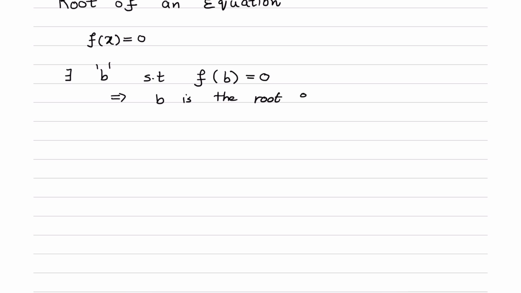So in the last video, we talked about the root of an equation. For example, if you have an equation f of x equal to 0 and there exists some number b such that f of b is equal to 0. That is, if you plug b in the function and it becomes 0, then you will say that that number b is the root of equation f of x equal to 0.